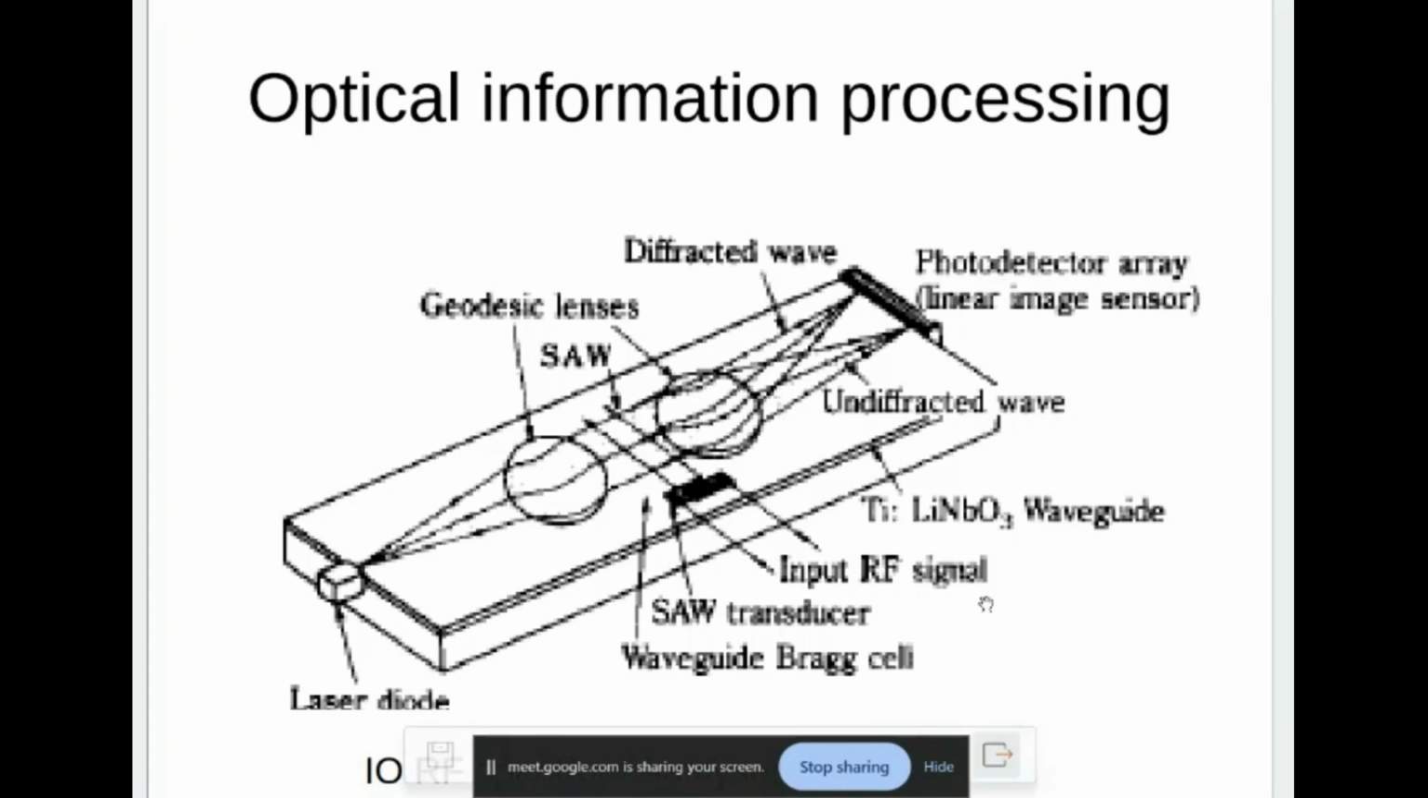People have also done optical spectrum analysis using this. You fix the RF, whereas the signal is there on the optical. So you can do optical spectrum analysis also. Nowadays, many of you know that spectrum analyzers are commercially available, mainly by using gratings.